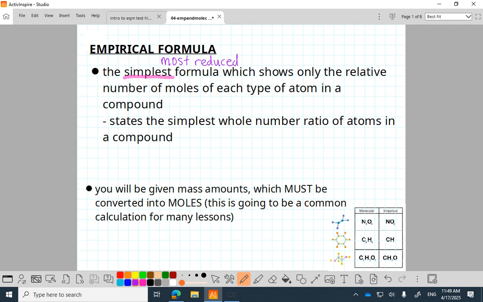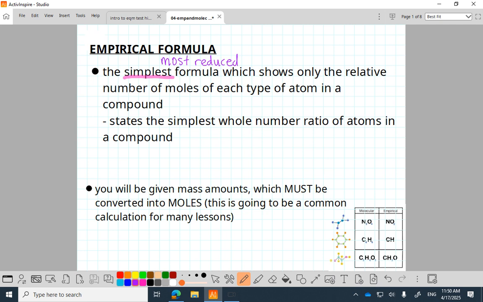So we are going to convert mass into moles. As I said in one of the first lessons, we are going to use the mass over molar mass formula so many times that hopefully by the time you get to a test or the exam, you actually have that memorized. You don't need the formula. When you do empirical formula, many times the calculations will show that it is the most reduced.